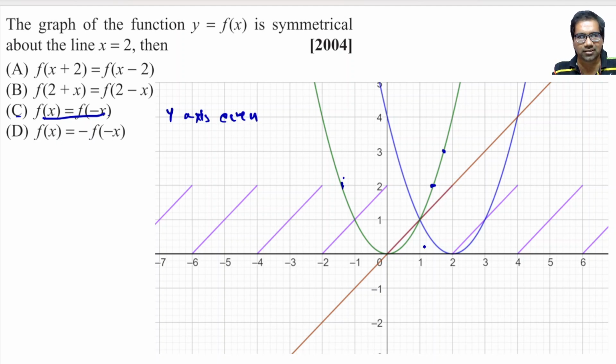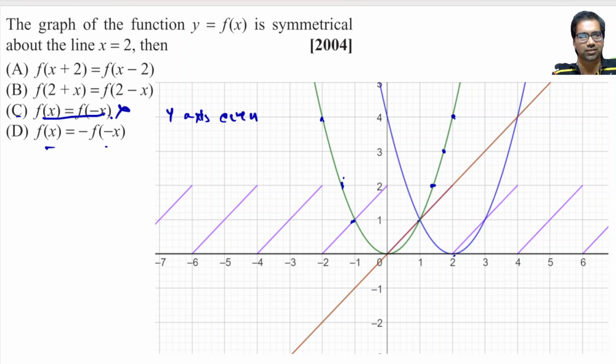That means whatever is the value of x, minus x also will give the same value. f of 2 is 4, f of minus 2 is also 4, f of 1 is 1, f of minus 1 is also 1. So this is a symmetric graph with respect to the y-axis. Clearly, this is not symmetric about the line x equal to 2. So that's why clearly C is wrong.